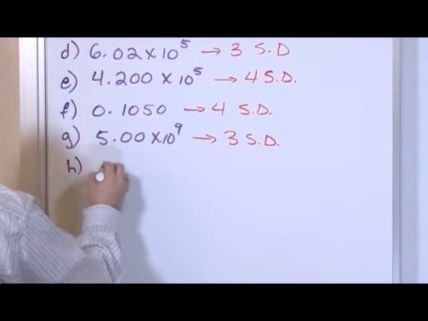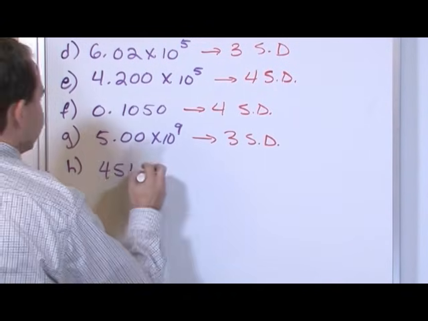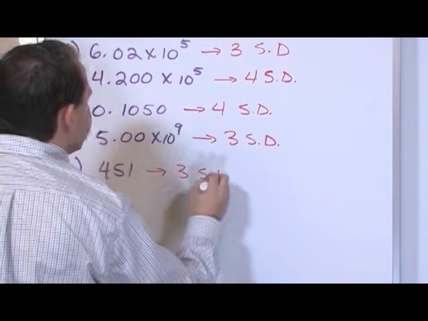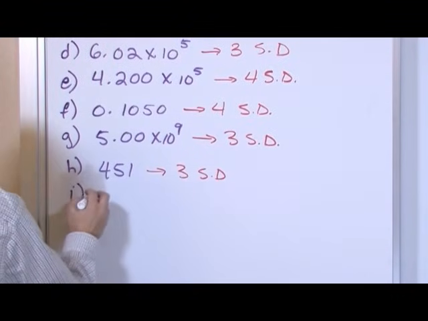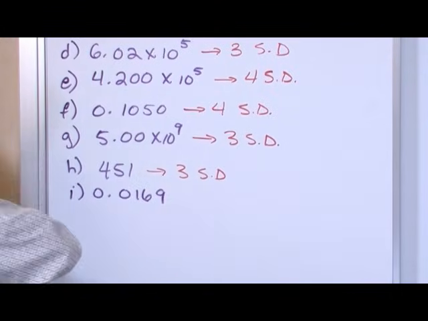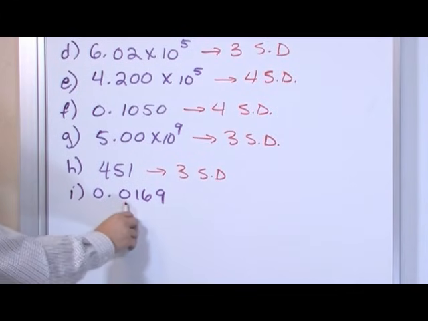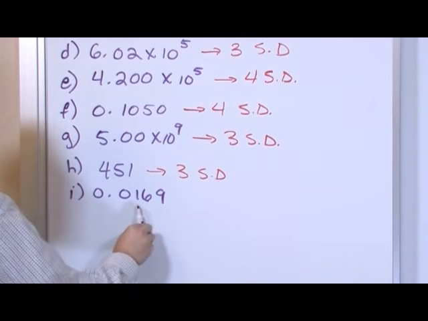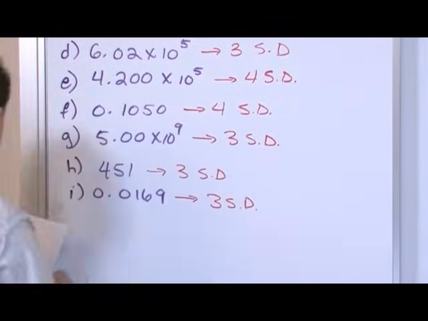Let's do an easier one. 451. How many significant figures do we have? 451 grams of something. 1, 2, 3. 3 significant digits. And what about 0.0169? Again, this does not count because it's a leading 0 on the right-hand side. These trailing 3 do count, so we have 3 significant digits.